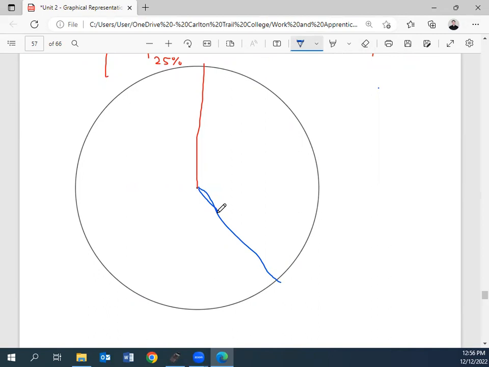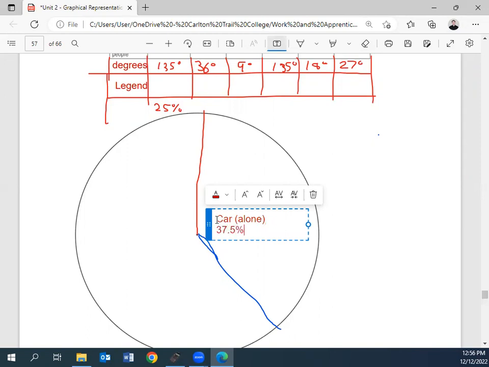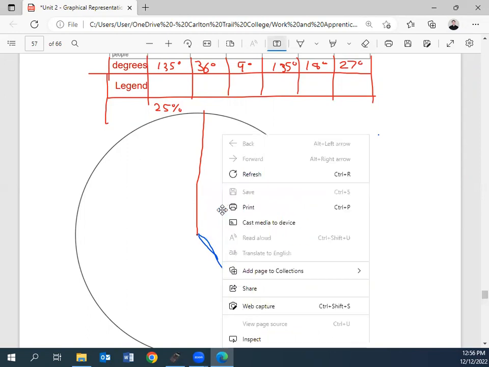It's somewhere between those. And so this here, I want you to write in here, is going to be car alone. And you want to put the percent in here. Car alone. Yeah. So this is car alone. And that is 37.5%. It doesn't need to be very big. It just keeps it organized though, right?